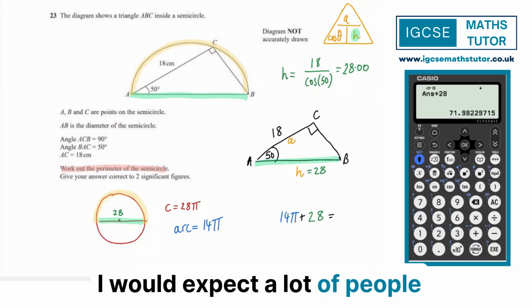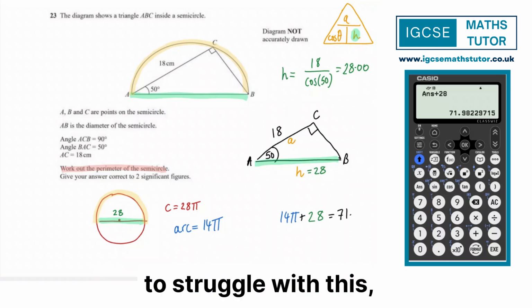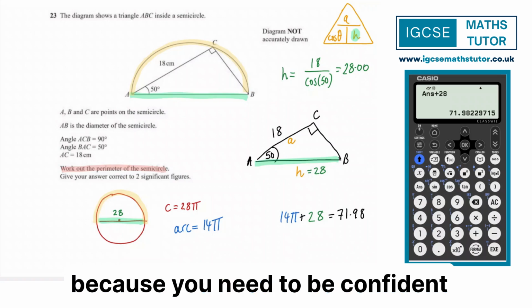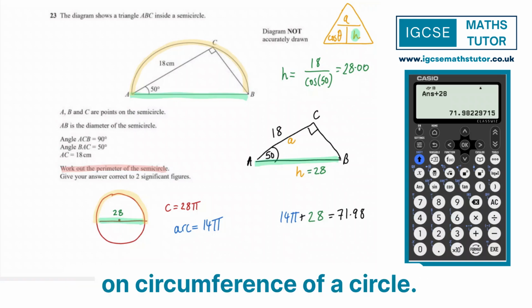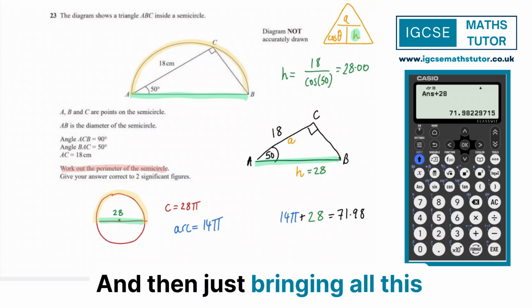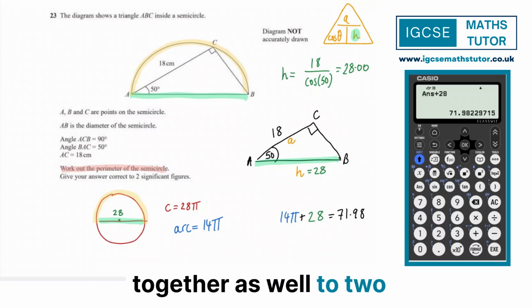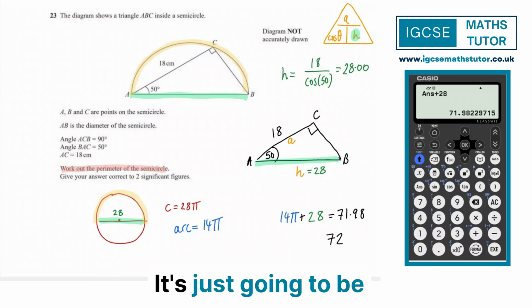I would expect a lot of people to struggle with this because you need to be confident on trigonometry, on circumference of a circle, and then just bringing all this together as well. To 2 significant figures, it's just going to be 72 centimeters.